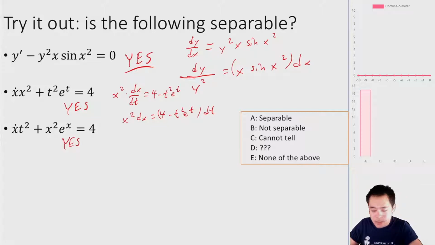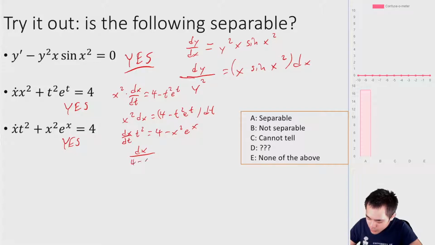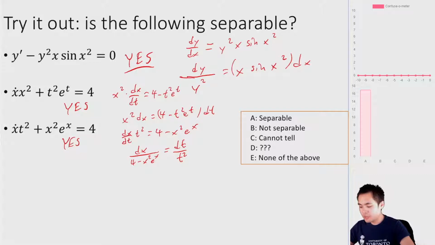And the reason for that is if you take dx/dt times t squared, move the 4 minus x squared e to the x over to the other side, multiply both sides by dt and divide out, so you end up getting dx over 4 minus x squared e to the x is equal to dt over t squared. So it is still separable. Okay, well, let's go again.